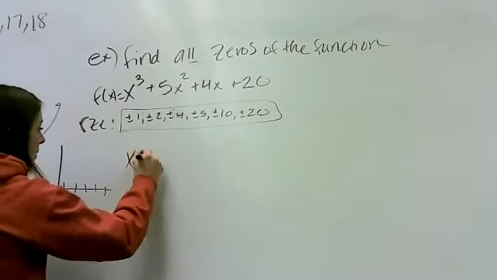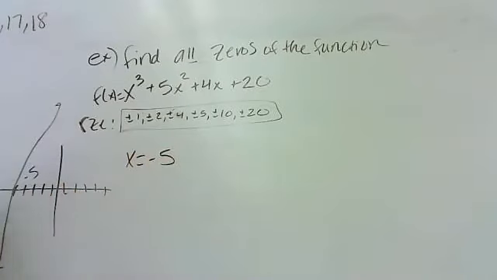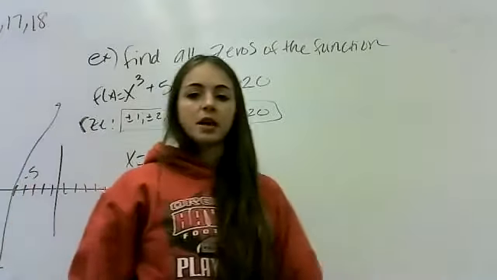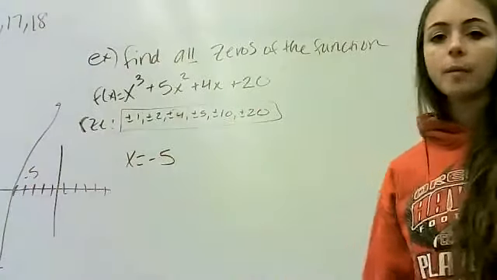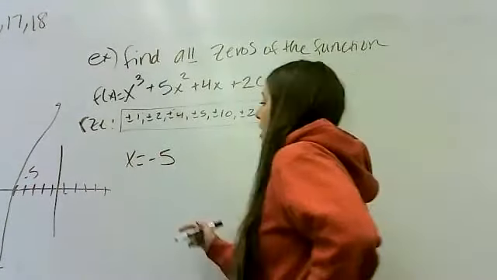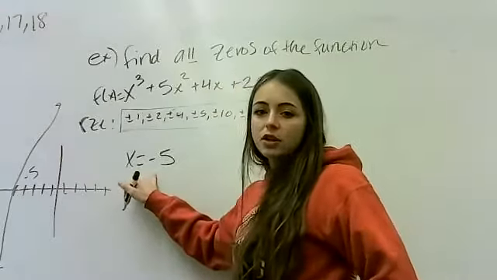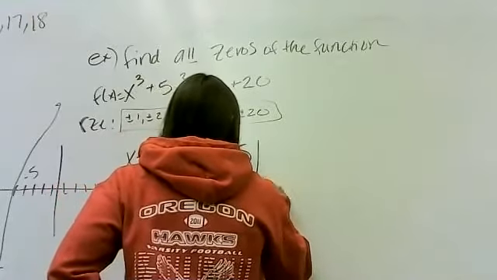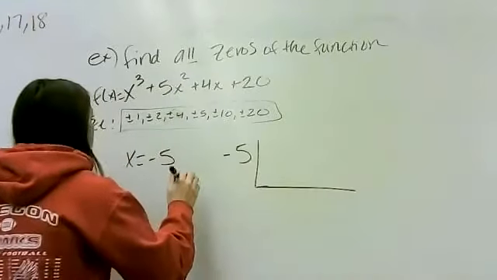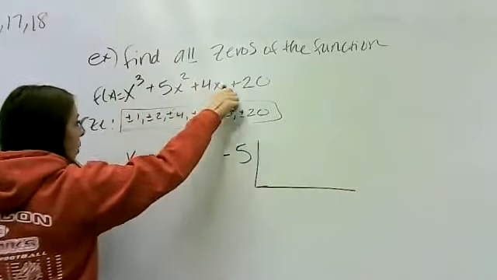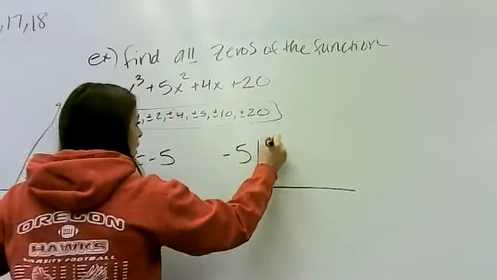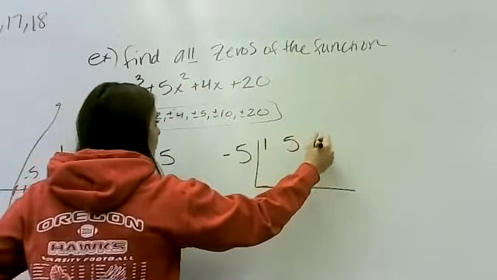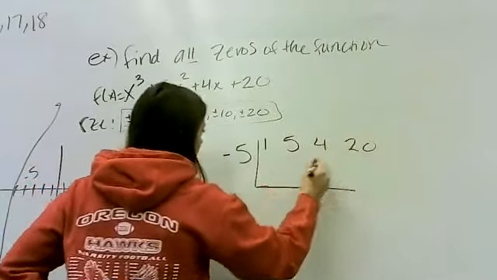So there's a possibility that it only crosses the x-axis once. There's a possibility it does not cross the x-axis at all. In this case, I do cross it once, so I can go ahead and do synthetic division with this -5. I test to see, do I have any 0 placeholders needed? 3, 2, 1, none, so I don't need any. Go ahead and fill in your 1, 5, 4, 20.